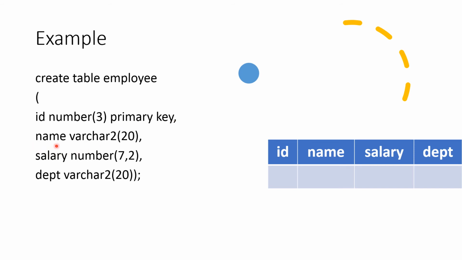Second column is name. Data type is varchar2. That means name contains variable characters and the maximum characters allowed becomes 20. Third column is salary. Data type is number 7,2. Now what do you mean by this 2? After decimal point, 2 digits are allowed. Last column is department where employee is working and that is also variable character. That's why data type becomes varchar2 and the maximum characters are 20.